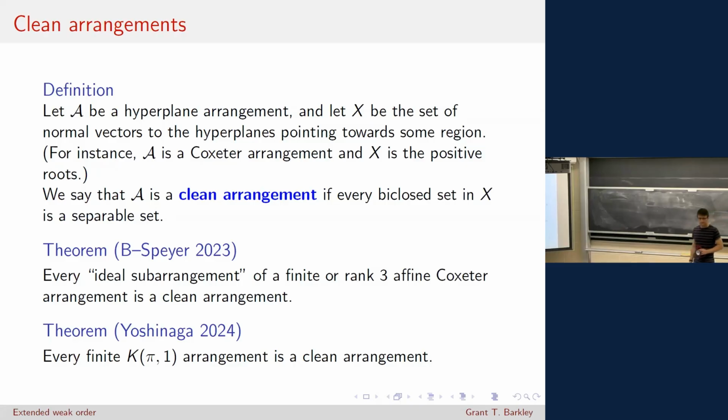What is K(π,1)? That means that every homotopy group except π1 vanishes. Another way of saying that is that the universal cover is contractible. Other questions?